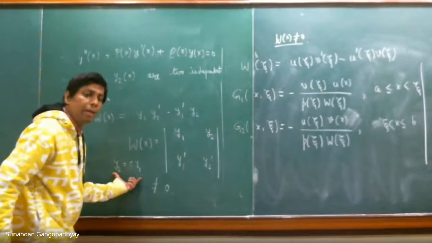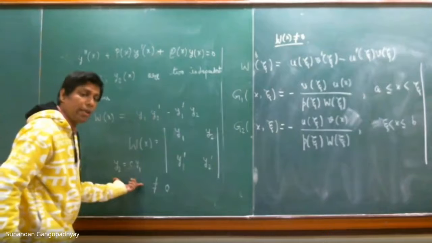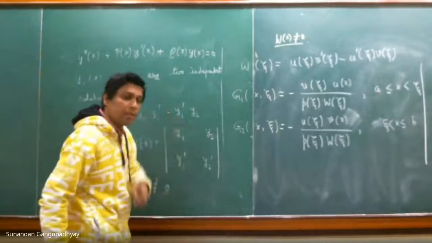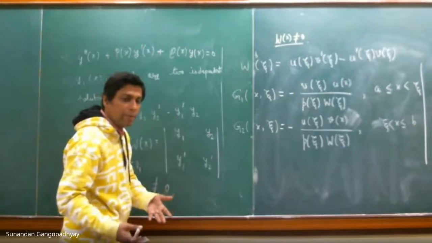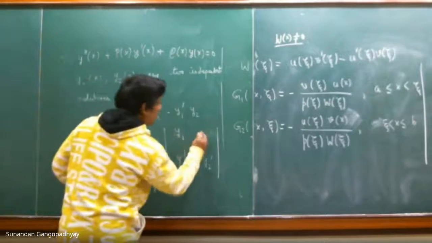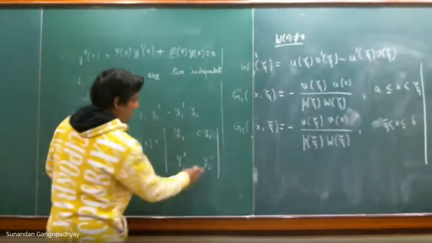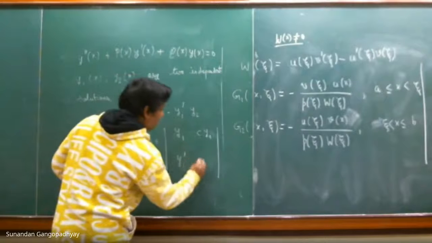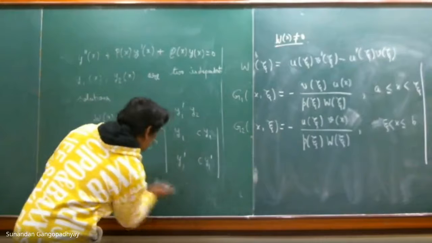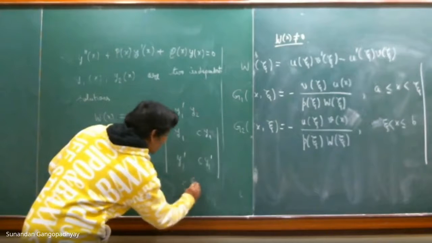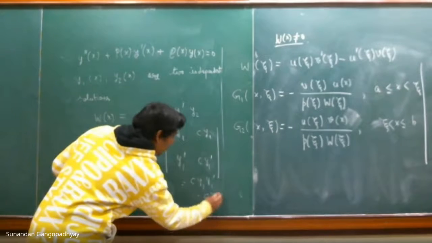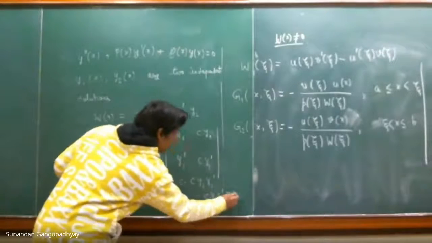This is linearly dependent. y1 and y2 are no longer linearly independent. You have learned linear vector spaces, and you know what the meaning of linear dependence and linear independence is. So y2 is cy1, and y2 prime is cy1 prime. Calculate the determinant. You will find that this is equal to cy1 y1 prime minus cy1 y1 prime, that is equal to 0.